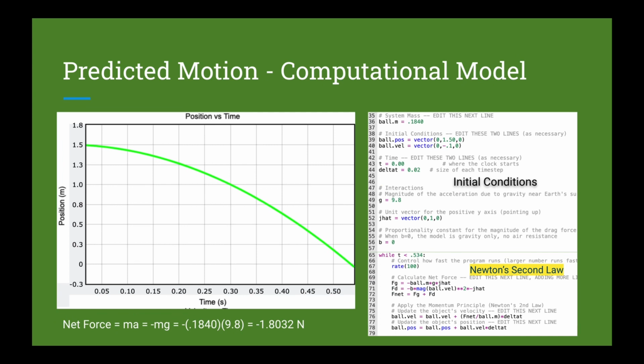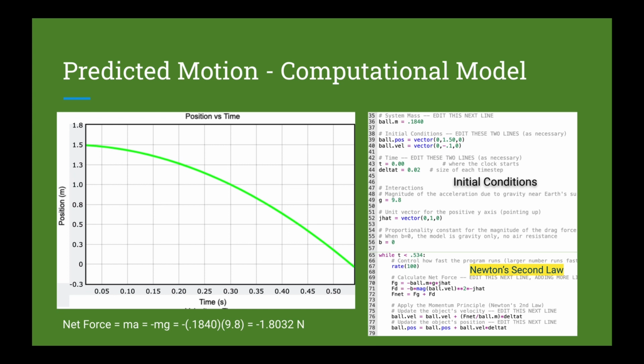Here we see our computational model, or the predicted motion. For our initial conditions, we see the mass of the object is 0.184 kilograms, and we also have the initial position and velocity vectors. The value of g is 9.8, and b is equivalent to 0, and this is the proportionality constant for the magnitude of drag. However, there is no drag in this model.